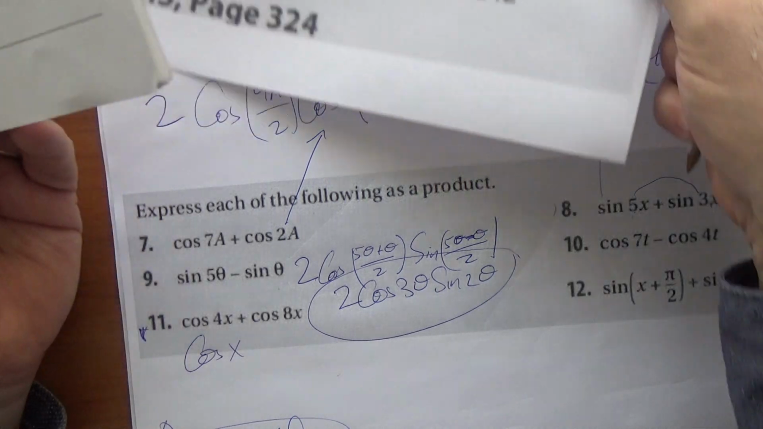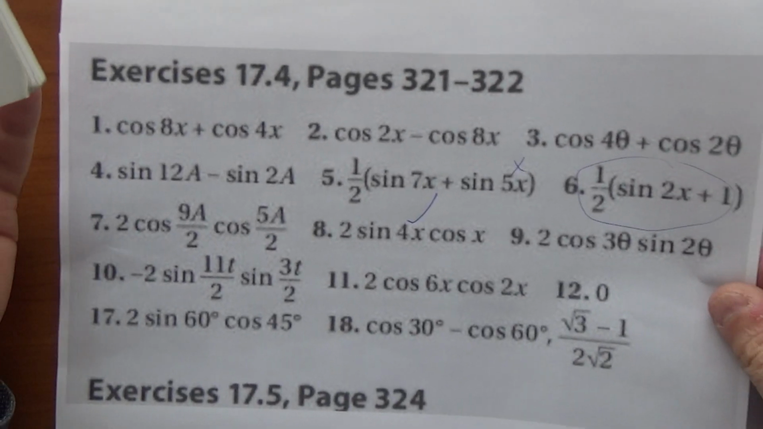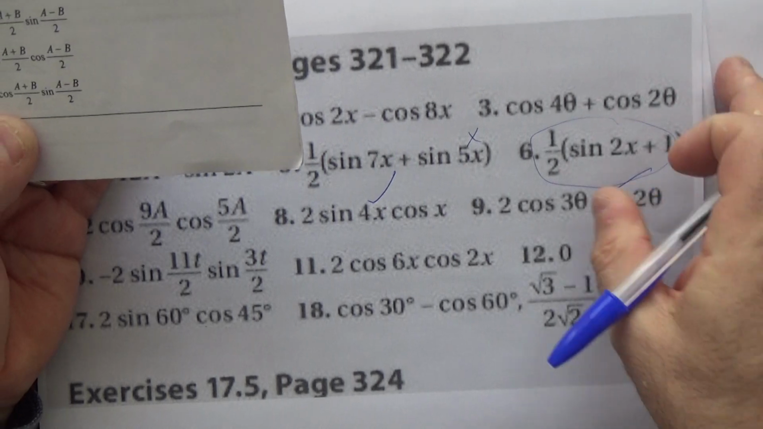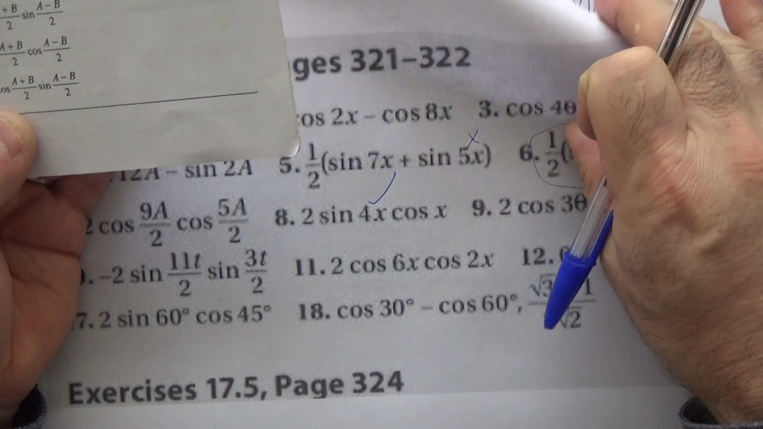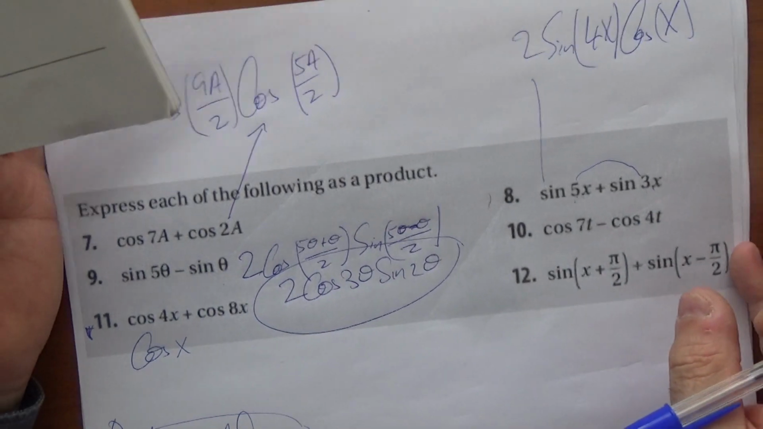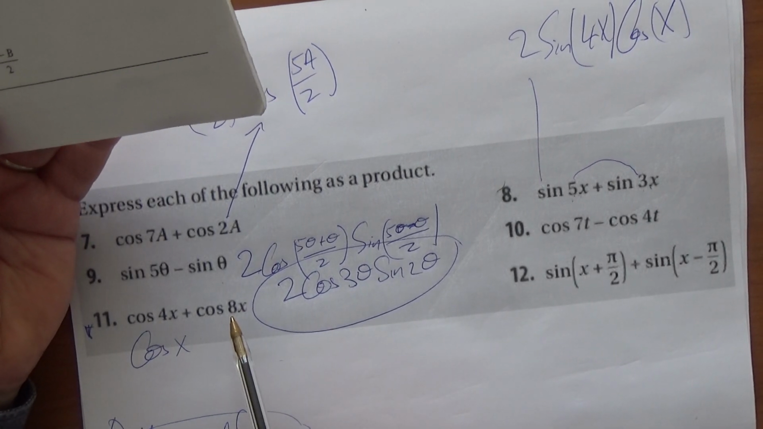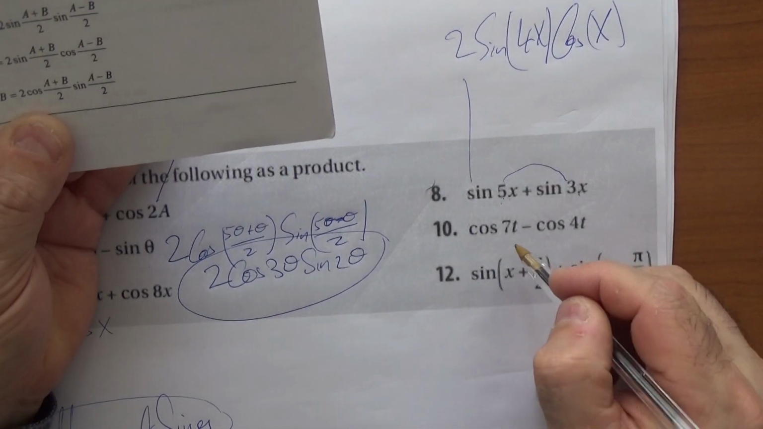2 cos 3 theta sine 2 theta for 9. 2 cos 3 theta sine 2 theta for 9. Full marks to the author. Okay, over to 10. We like the fact that it's big, small.